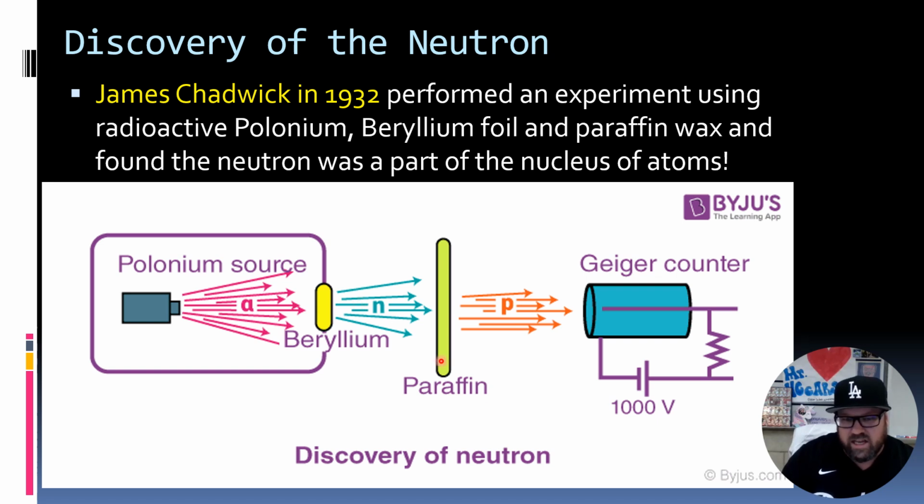And what he did is, after the beryllium, he had a layer of thin paraffin wax. And paraffin wax is really rich in hydrogen atoms and carbon atoms. And what happens is there was this mysterious piece that was being broken off of beryllium, but it wasn't alpha. He knew it wasn't alpha. And this piece would travel and hit paraffin. And when it hit the paraffin, it would cause hydrogen protons to break off and shoot, and he could detect that with a Geiger counter, which measured different types of radioactive particles.